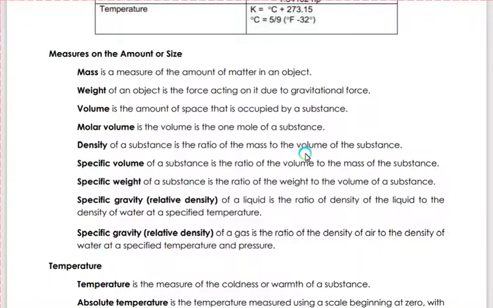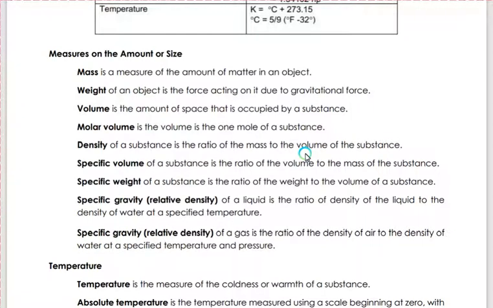Density, that is mass over volume. Specific volume is the ratio of the volume to the mass of a substance. Specific weight of a substance is the ratio of its weight to its volume. Specific gravity next. Take note, whenever you see the word specific, usually that is a ratio. So for volume and weight, you are just taking the ratio of the substance's values.